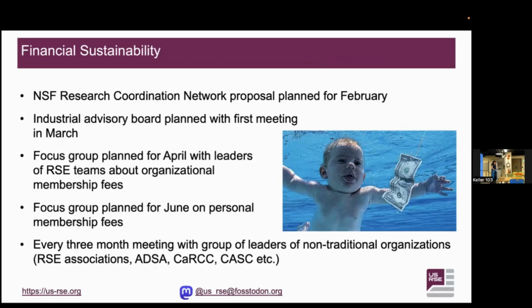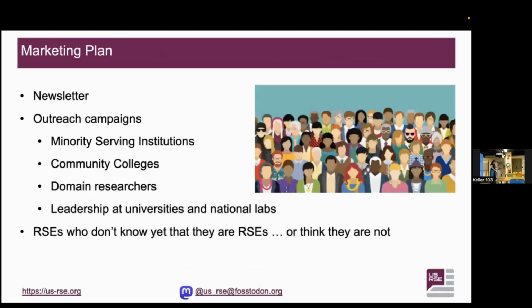And then here are different steps, but I won't go through everything. We want to have an industrial advisory board. We have focus groups planned for looking into membership fees. I'm setting up meetings with leaders of non-traditional organizations, so people who know of one or want to join, contact me. And we have a marketing plan for minority serving institutions, community colleges, domain researchers, and RC who don't know yet that they are RSEs or think they are not.